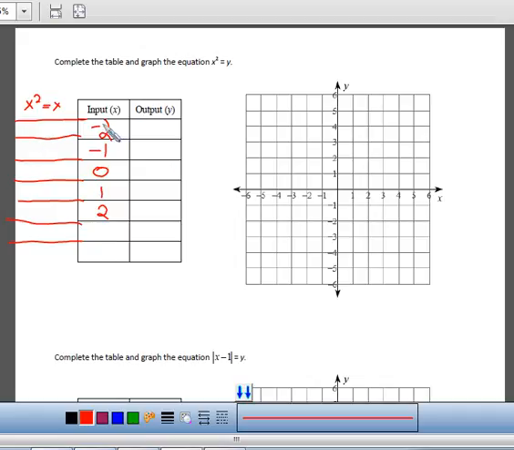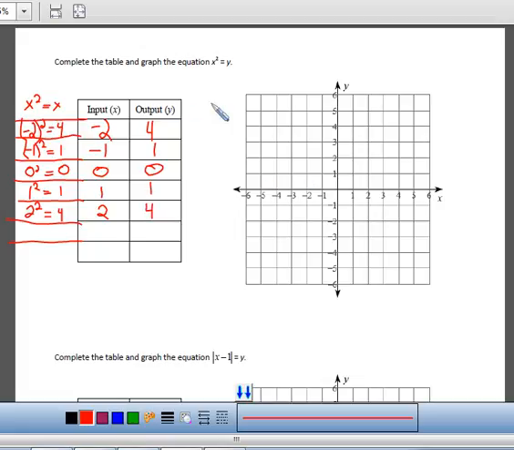Alright, so x is -2. So what is -2 squared, or -2 times -2? That is 4. So when x is -2, our output, our y, is 4. Same thing for -1. -1 times -1 is just 1. 0 squared, hopefully you know that is 0. 1 squared is 1, and 2 squared is 4. So our numbers for our y output look like this.